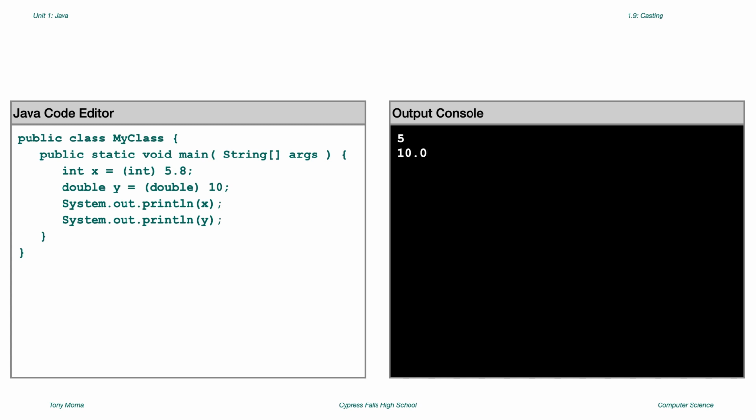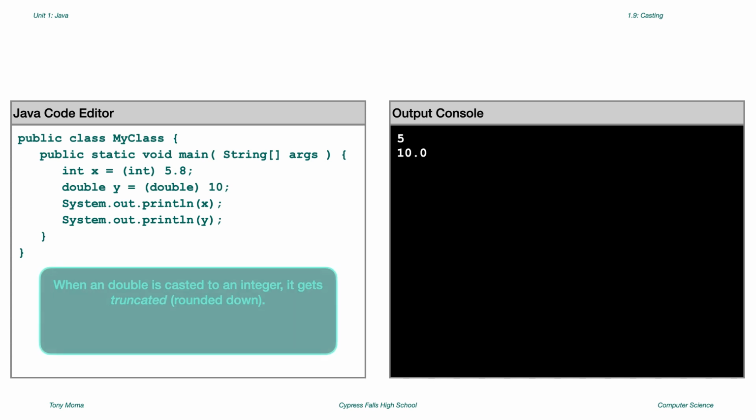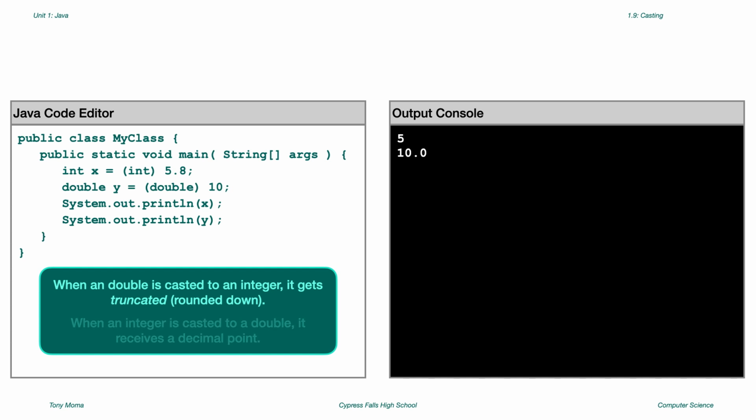Now, why did we get those values? Well, because firstly, when a double is cast to an integer, it gets truncated or rounded down. Hence, 5.8 got rounded down to 5 before getting stored inside the variable x. Secondly, when an integer is cast to a double, it receives a decimal point. So the value that was originally 10, a plain integer, received a decimal point to become 10.0 before getting stored inside the variable y.